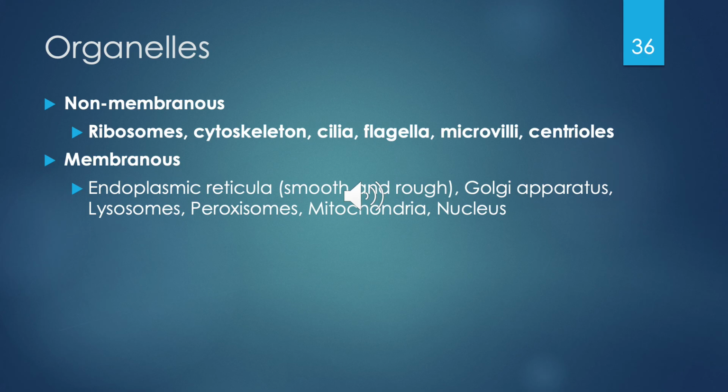Organelles can be broken down into two categories, those that are non-membranous and those that are membranous. And when we're talking about membranous, what we're talking about is having a definitive boundary. So the non-membranous organelles do not have a definitive boundary, whereas the membranous organelles are surrounded by a membrane and they are entirely enclosed units on their own. So the non-membranous organelles will include things like ribosomes, the cytoskeleton, cilia, flagella, microvilli, and centrioles. By the way, it's important to note that not all cells are going to have cilia and flagella and microvilli, etc., but those are all non-membranous organelles in general. The membranous organelles will include endoplasmic reticula, or reticulum, which is singular, and this includes both the smooth and the rough endoplasmic reticula, the Golgi apparatus, lysosomes, peroxisomes, mitochondria, and the nucleus.